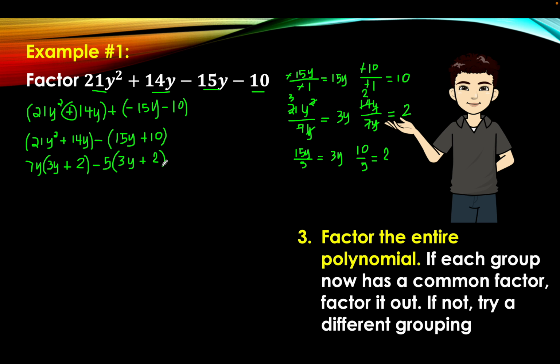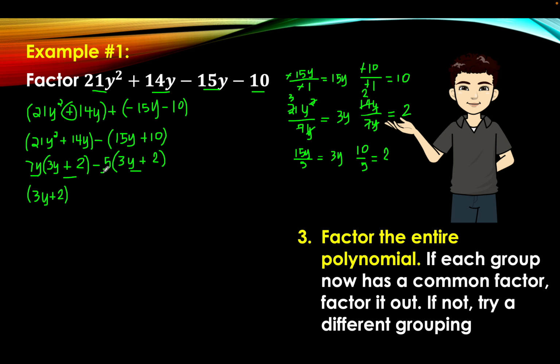As we can see, the quantity 3y plus 2 is common to both groups. So we're going to factor out the quantity 3y plus 2. So we have here the quantity 3y plus 2, and that leaves us 7y here and negative 5. Take note that when we say factor out, we divide the term by the GCF.